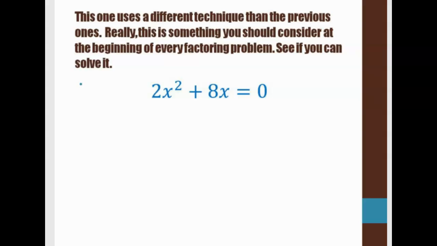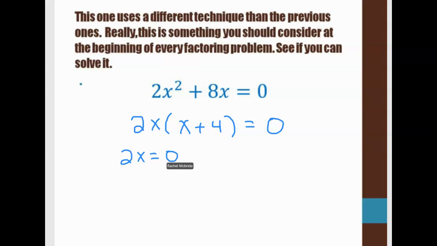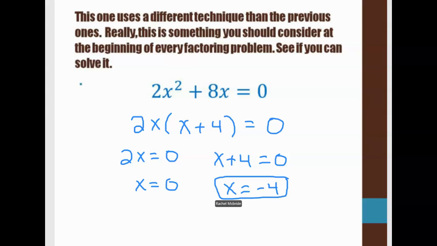So this is one that tends to trip students up. This is a case in which we're looking to pull out a GCF. There's not a C term, which means the y-intercept is 0, so 0 is going to be one of my roots. I'm going to take out a 2x, leaving me with x plus 4. So 2x times x gives you that 2x squared, and 2x times 4 gives you that 8x. This is considered factored form. So 2x equals 0 is one possibility, and x plus 4 equals 0 is another. Therefore, my answers are x equals 0 and x equals negative 4. Again, those are the roots.